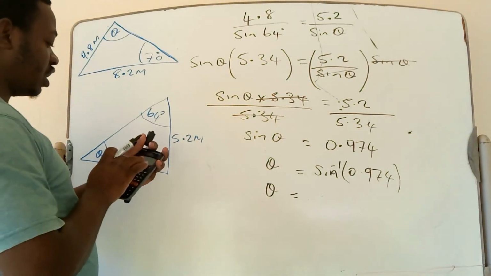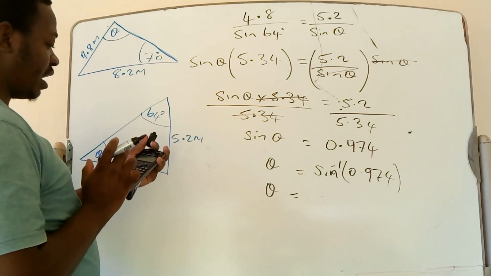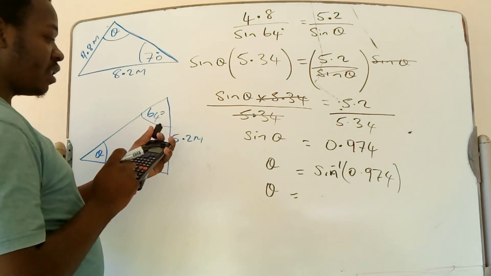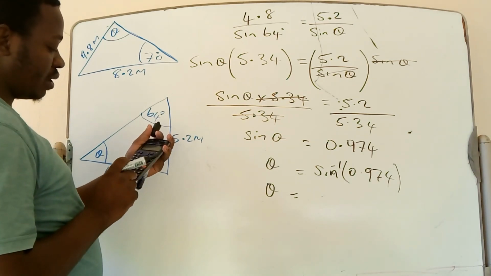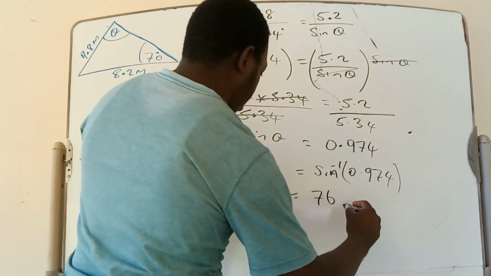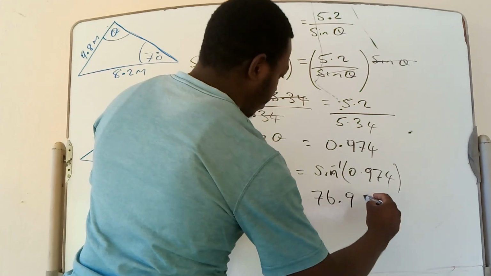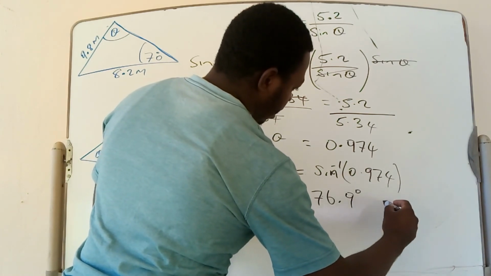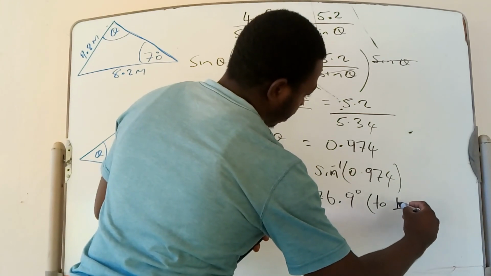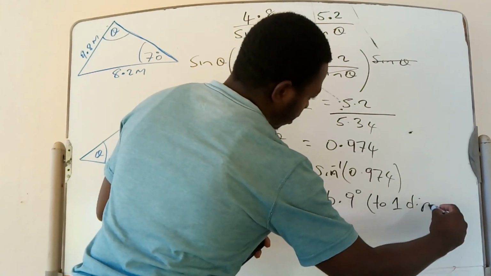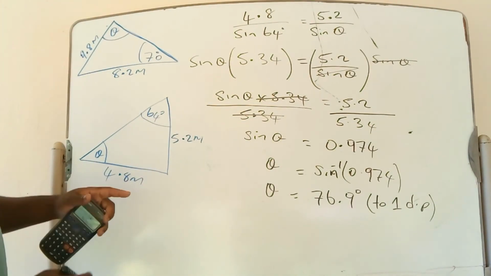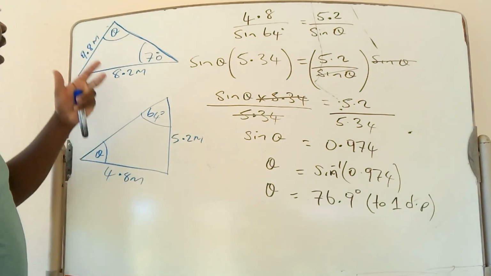So you're going to press shift on your calculator, press sine, and the sine inverse will come up. Type in 0.974, close your bracket, and press equal. And that gives us an angle of 76.9 degrees, correct to 1 decimal place. And that's it there. That is how you use the sine rule to calculate an unknown angle.